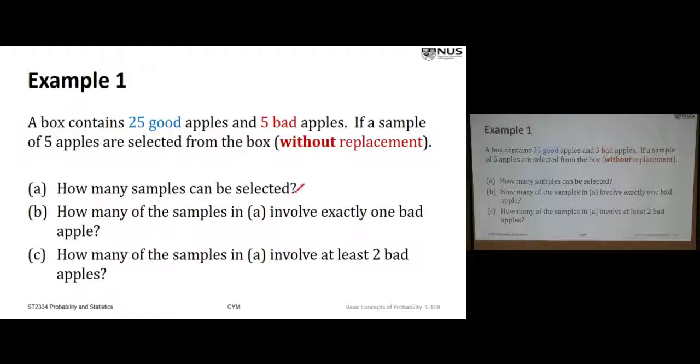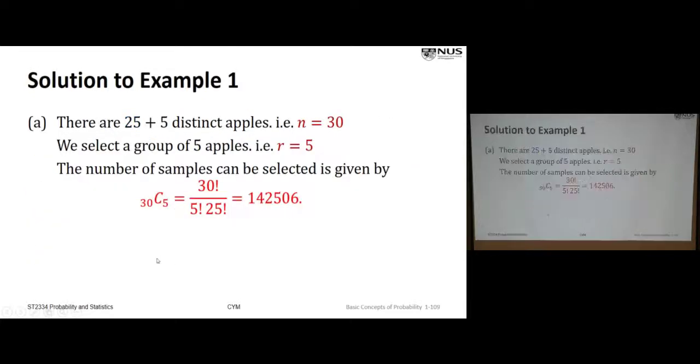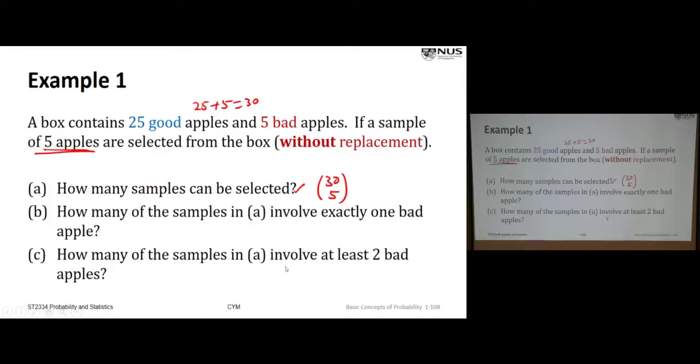So for this one, we have 25 plus 5 items. We try to choose 5 out of 30 of them because we are going to choose 5 apples. This is just any 5 items from these 30 items. So this is the number of ways that we can choose. n equals 30 items, we select 5. So the answer is 142,506. It's quite straightforward. Now, how about part B?